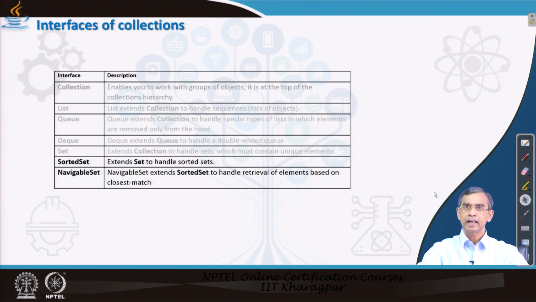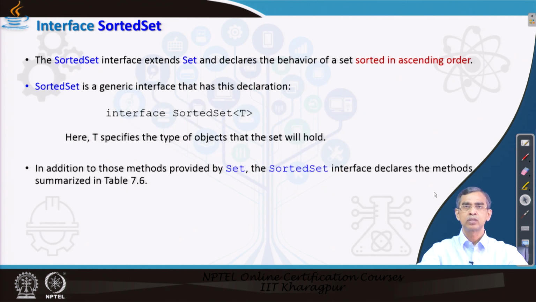Now, let us see the interface sorted set. Set is a collection where the elements are not necessarily arranged in an order. On the other hand, if it is a sorted set, then the elements are to be arranged in an order. That is why it is called sorted set. So, a set and a sorted set are basically the same; the only difference is that in the latter the elements are sorted in an order.